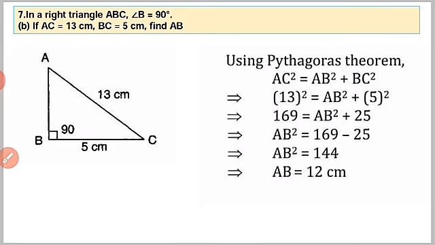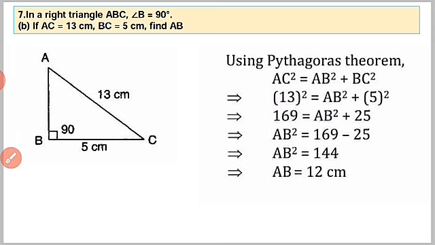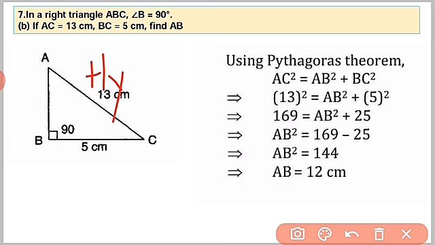Let's take question number 7. In a right triangle ABC, angle B is equal to 90 degrees. If AC is 13 centimeters and BC is 5 centimeters, we need to find AB. We know Pythagoras theorem. What is Pythagoras theorem? This is the hypotenuse and these two are the base and height. Or consider this as altitude.